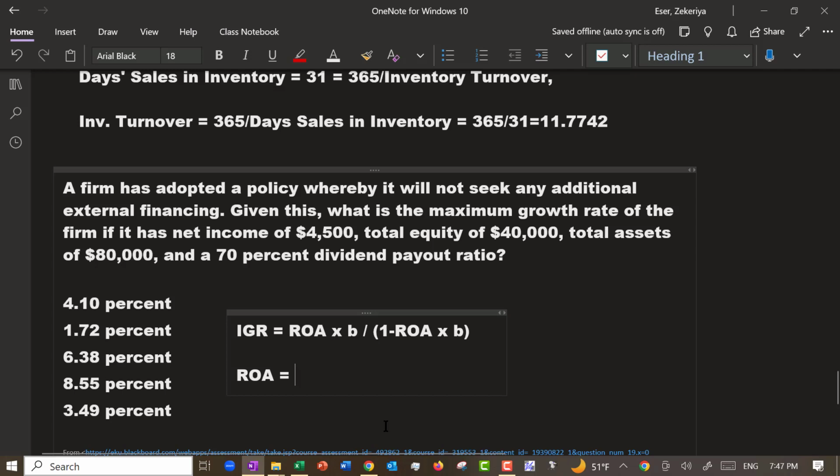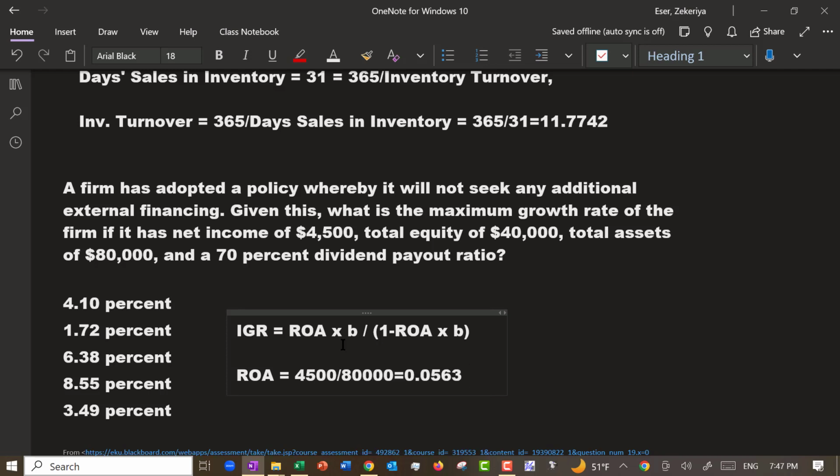What is ROA in this question? 80,000. That's not ROA, that's total assets. So that's the definition of ROA, return on assets. 4,500. That's just net income. ROA is net income divided by total assets, okay? So it's 4,500 divided by 80,000, so that's 5.63%.